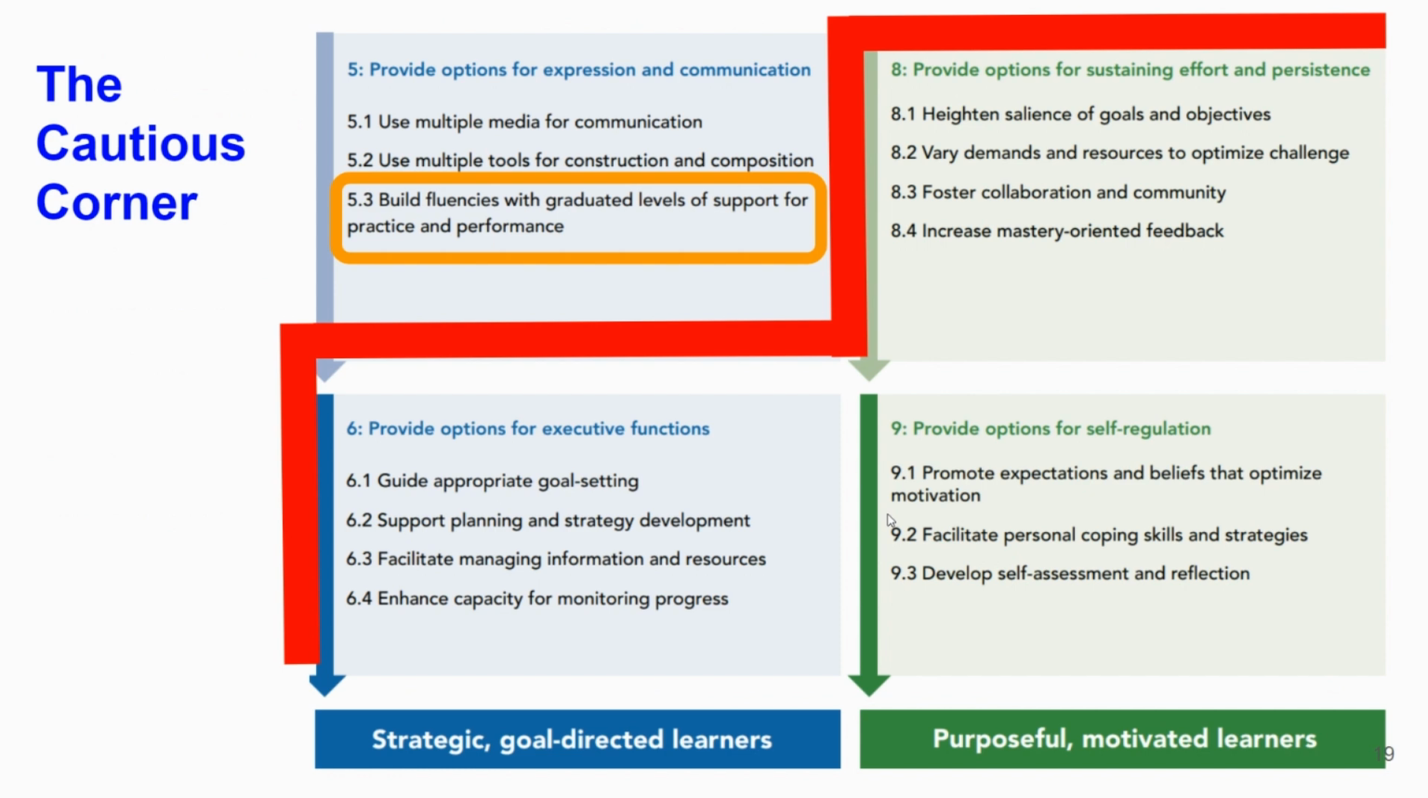It's a different way for us to think about 9. Self-regulation, because now I've built in my students' expectations and beliefs that optimize motivation. They've used some personal coping skills and strategies to participate and overcome some things that maybe they thought they couldn't do. They change their identity as a learner, which is a recursive process that also helps with their executive skills because it reinforces it, and it helps them develop self-assessment and reflection. That's how you get a purposeful, motivated learner that comes to school every day.